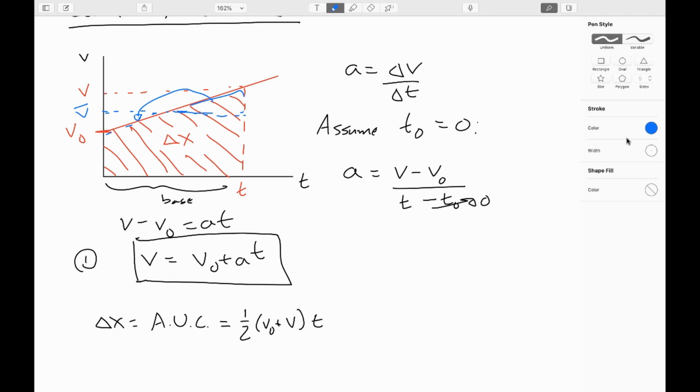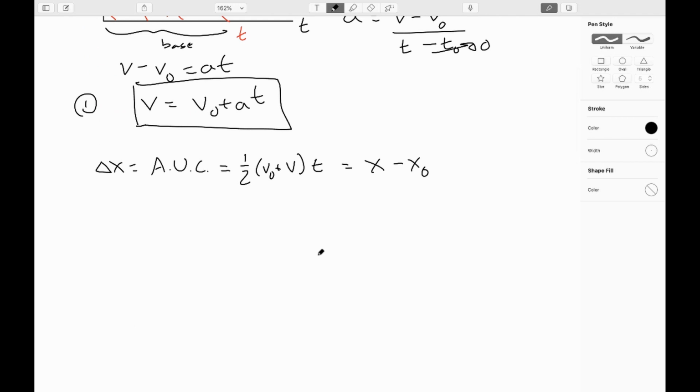All right, so then we can also remember that the change in position would have to be the final position minus the initial position, and we're almost done. So if I just add the initial position to both sides, what I get is that the final position is equal to the initial position plus 1/2 (v0 plus v) t.